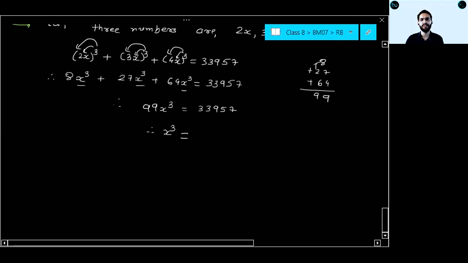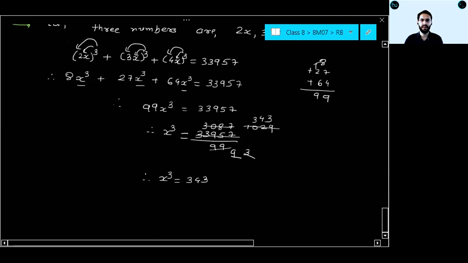So x cube is equal to 33957 divided by 99 or not? Okay. So if we divide by 11 here, 11 9s are 99, 11 3s are 33. We cannot divide here. Then 11 8s are 88. Then 7, 11 7s are 77. 3087 by 9. So if we divide by 3, 3 3s are 9. This is 1, 0. 3 2s are 6. 27, 3 9s are 27. If we divide by 3, 3 3s are 9. 3 4s are 12. 3 3s are 9. So therefore x cube is 343 or not?